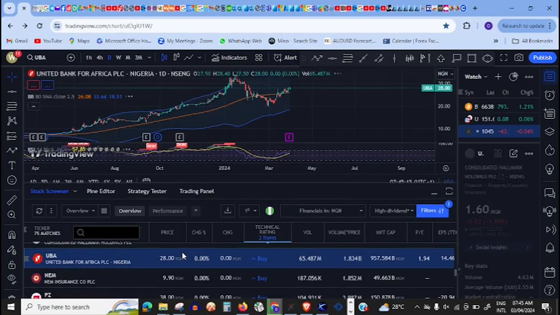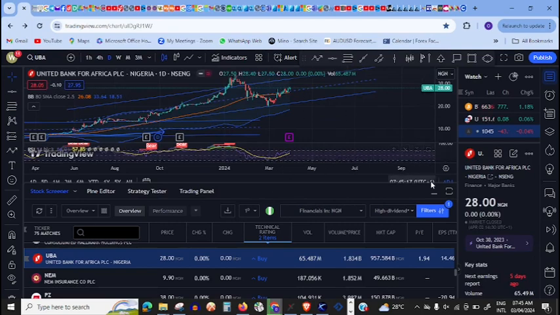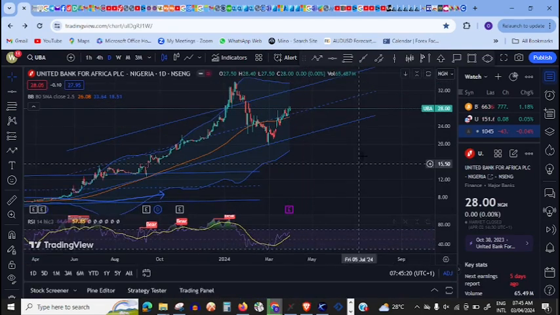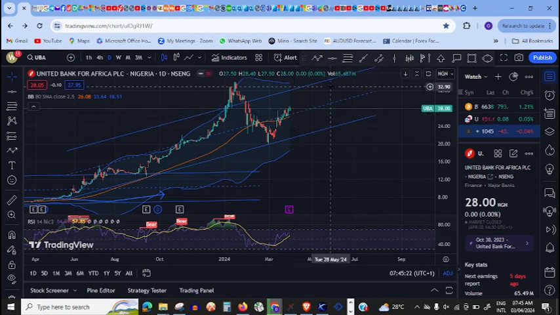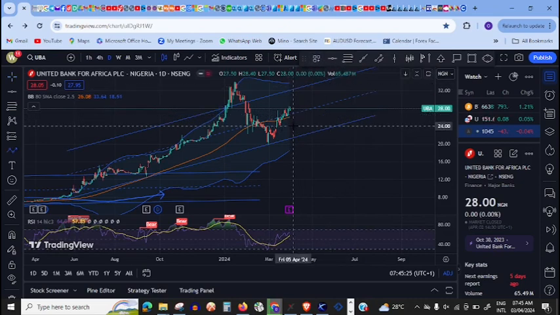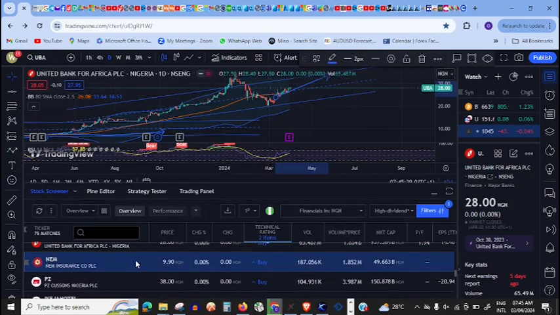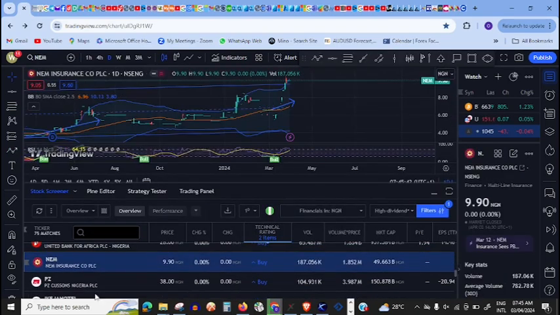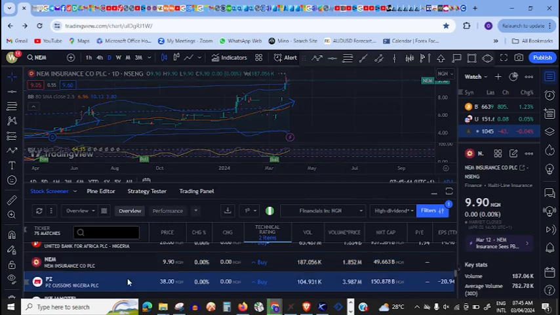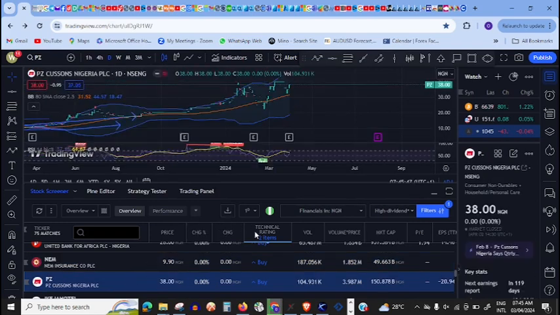UBA is almost hitting the overbought region, so I don't expect too much movement again. This should have been the best entry around here. So if I can get 23 naira 95 kobo, take it to the top of the band. That's 33 kobo. It's already at the top of the band. PZ already gone.